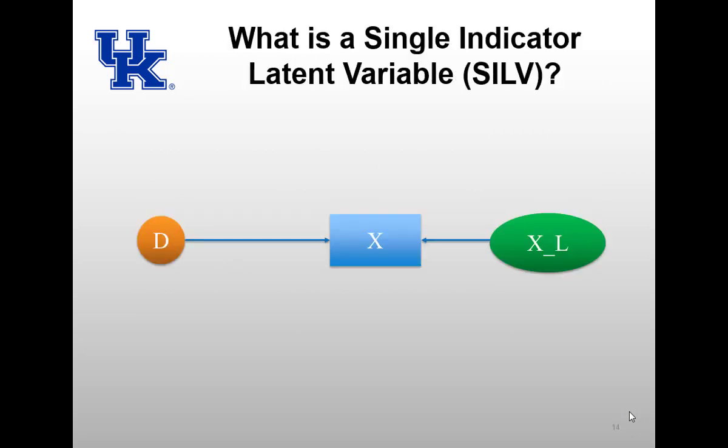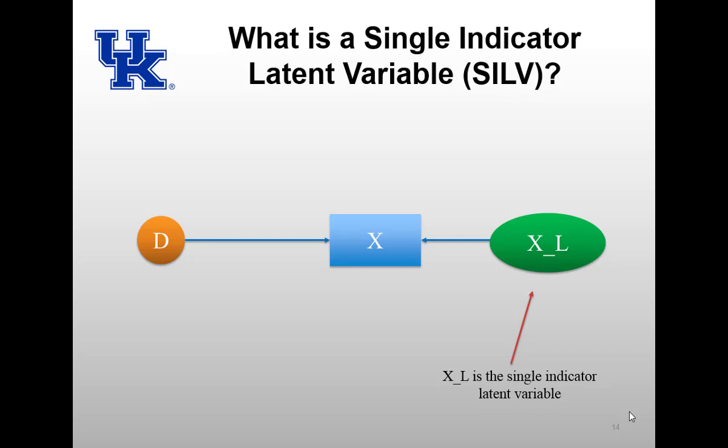So the first model we're going to show you how to work with is a single indicator latent variable model. So the slide is about what is a single indicator latent variable. And here in green, throughout this talk, green represents true score variance for a predictor. Blue is observed score variance, and orange is measurement error variance. So X of L, L for latent, it's a single indicator latent variable.